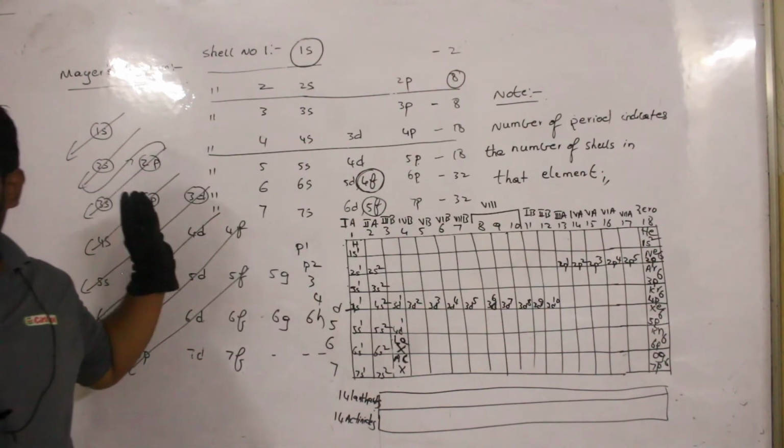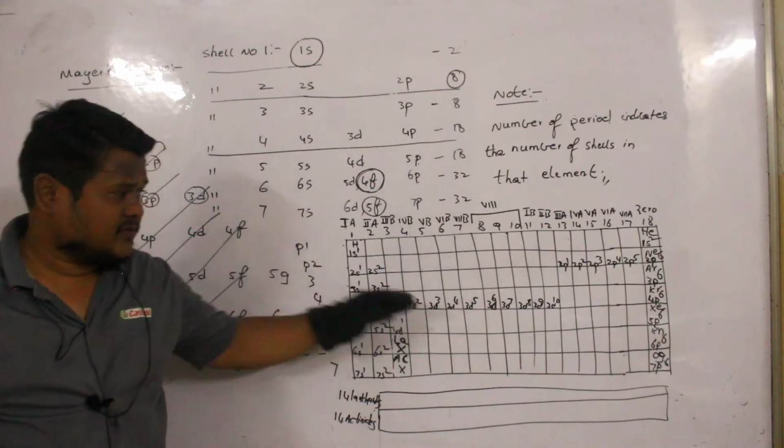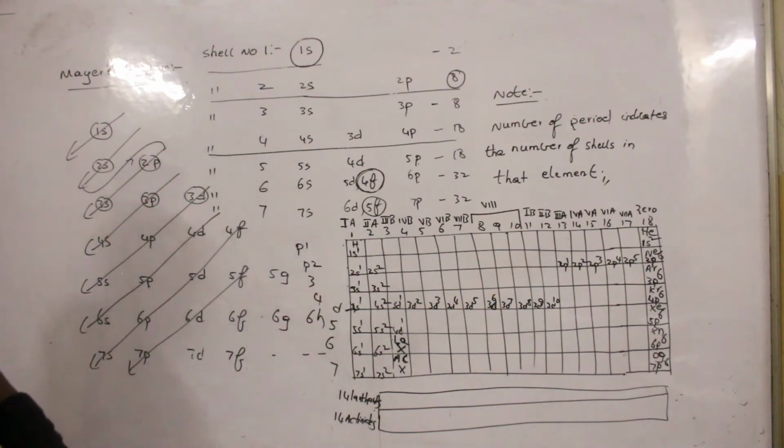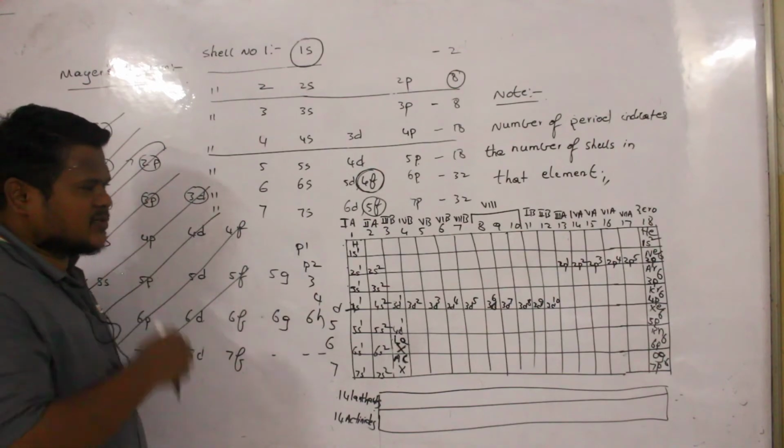Periodic table అర్థమైంది కదా, ఇలా ఎందుకు రాసుకున్నాము మనము? So everywhere we are following this Aufbau principle. That's it. Are you able to understand? Okay. Now let us start filling some elements.